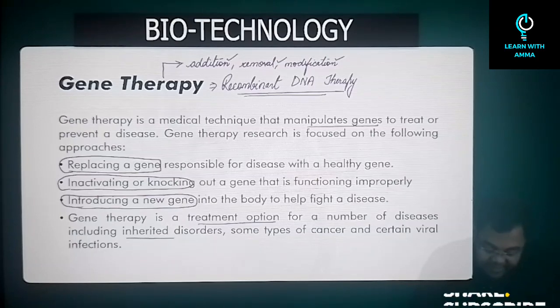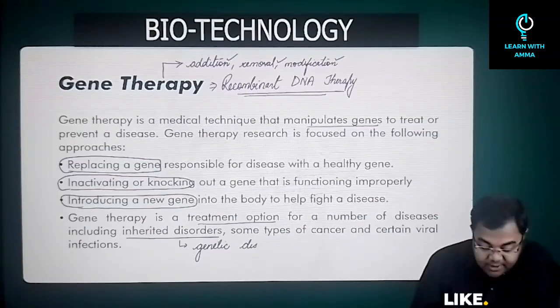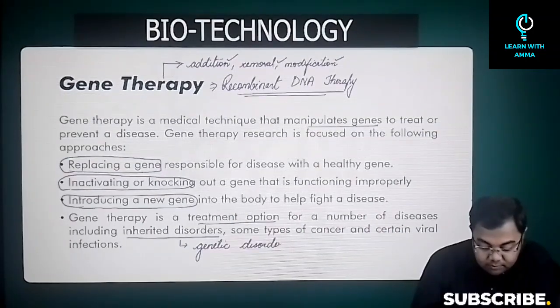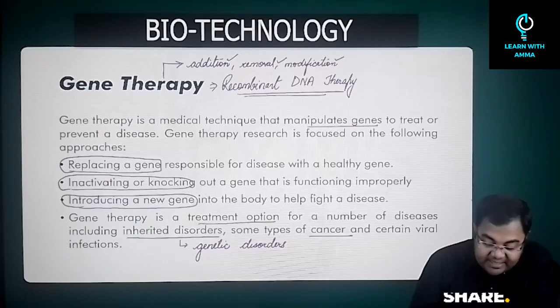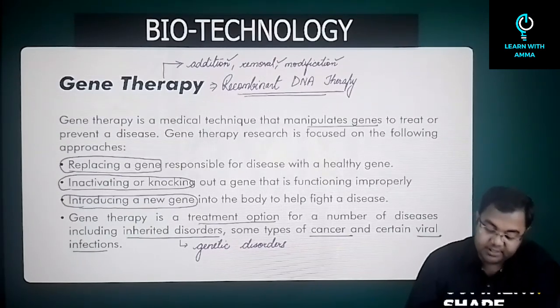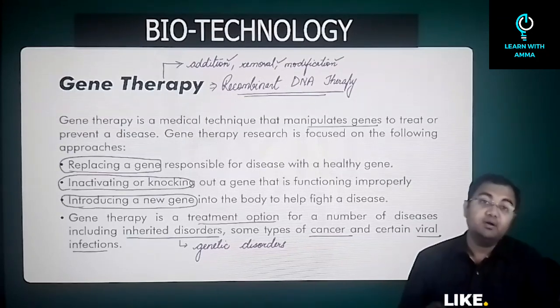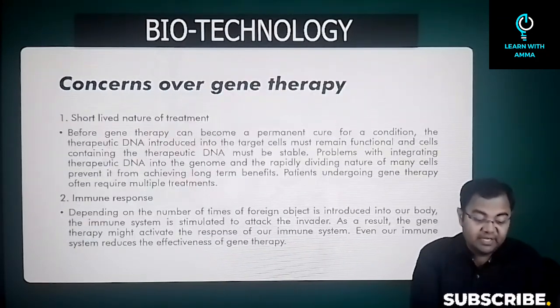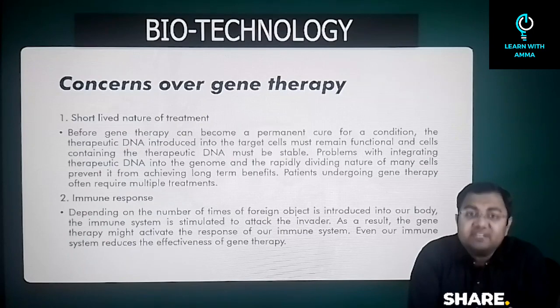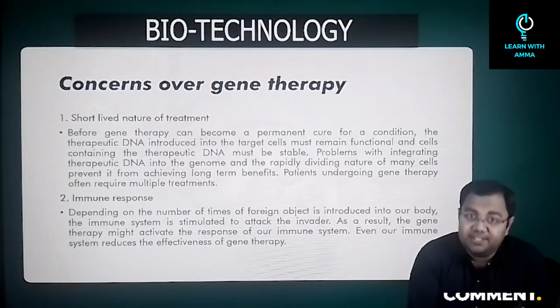For example, inherited disorders, that is, we are talking about genetic diseases or genetic disorders, some types of cancer, and certain viral infections. So against these, we can make use of gene therapy. But the problem with gene therapy is that we haven't seen gene therapy to be very successful.